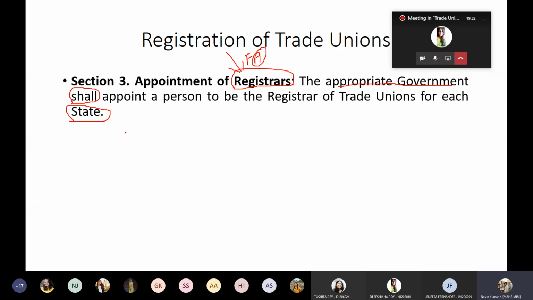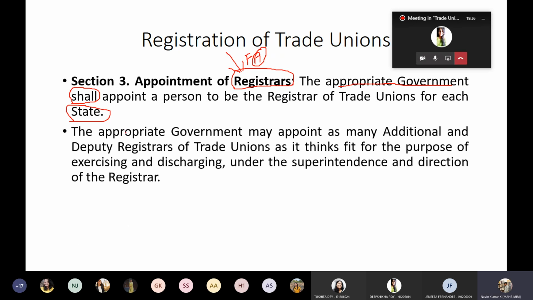However, you can read it. Yes. Continue. The appropriate government may appoint as many additional and deputy registrars of trade unions as it thinks fit for the purpose of exercising and discharging under the superintendence and direction of the registrar.